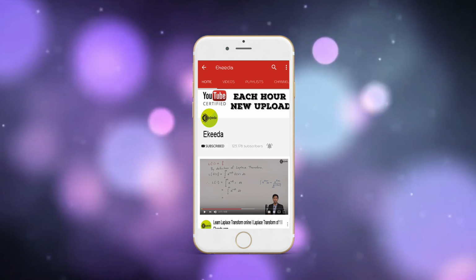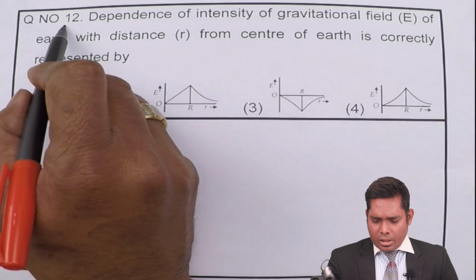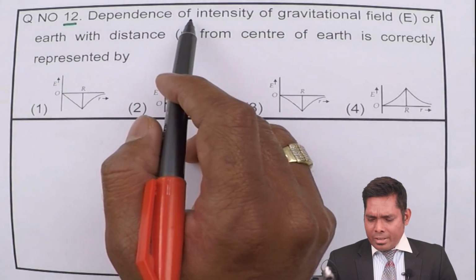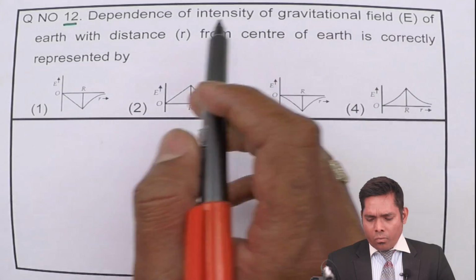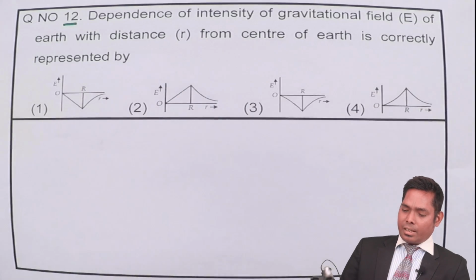Hello students, let us solve the next question. Question number 12, NEET 2014 physics paper. Dependence of intensity of gravitational field E of Earth with distance r from the center of the Earth is correctly represented by.